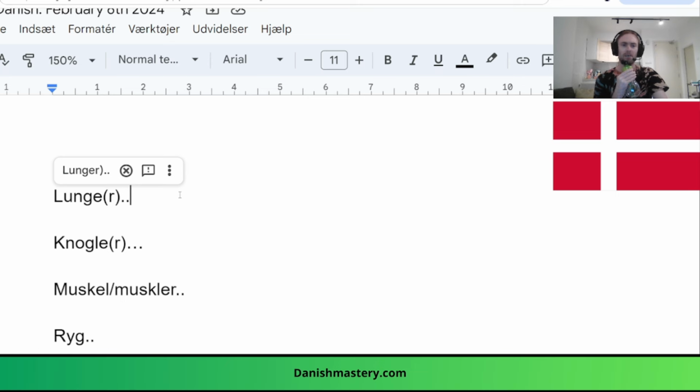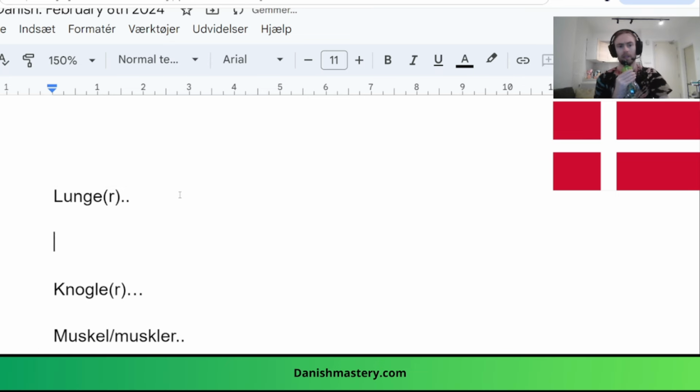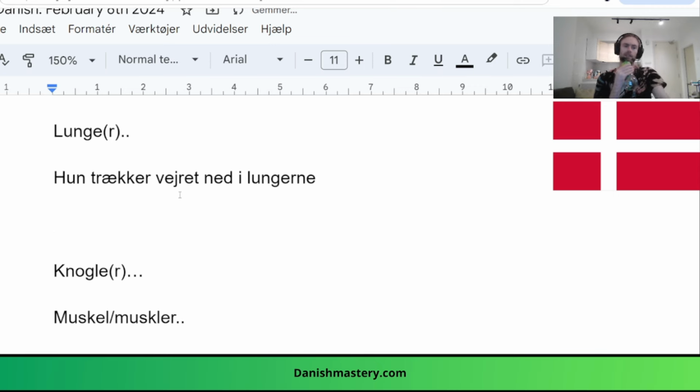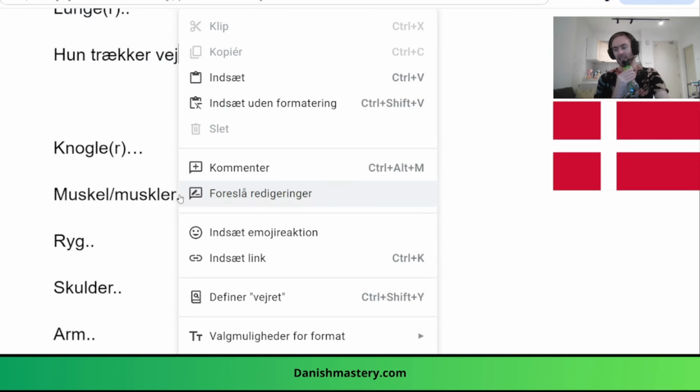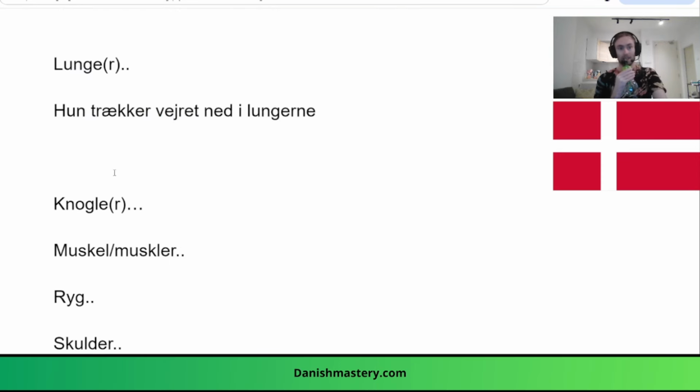Lunge. Yeah, maybe just a very quick example. Hun trækker vejret ned i lungerne. She breathes down like into her lungs. Right? Hun trækker vejret ned i lungerne. Because that's what it is.